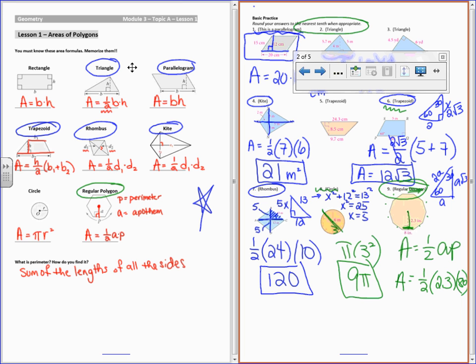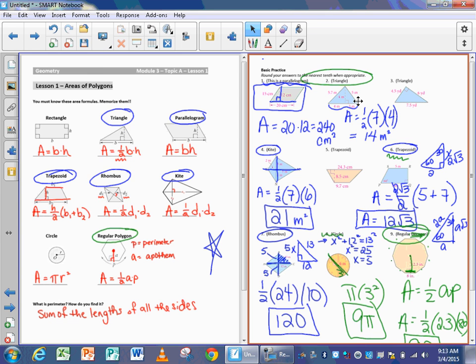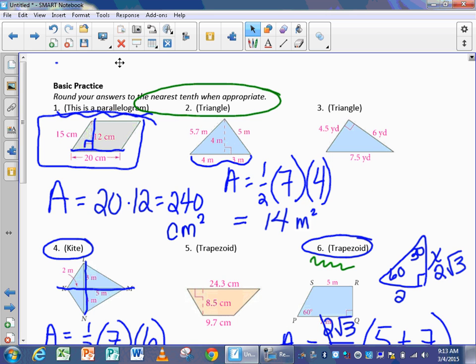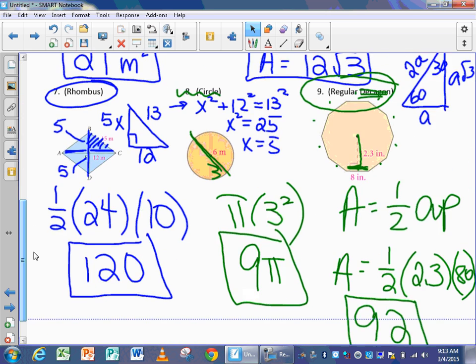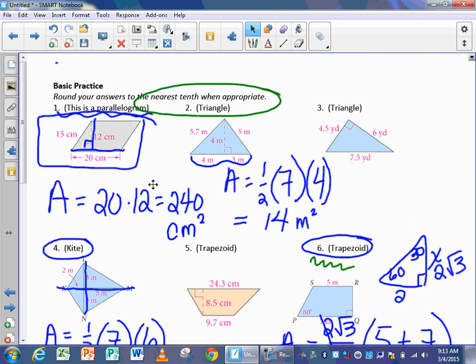So I just need 1/2 of 2.3 times 80, which is going to be, hang on, I need to use a calculator off screen here. 1/2 times 2.3 times 80, I'm getting 92 is the area there. All right, so long story short, if I came back and looked at all of these, all I did was use the formulas on this page to get the answers on that page, all right?